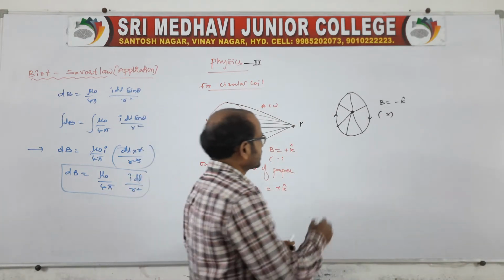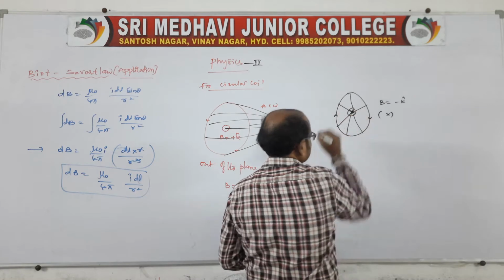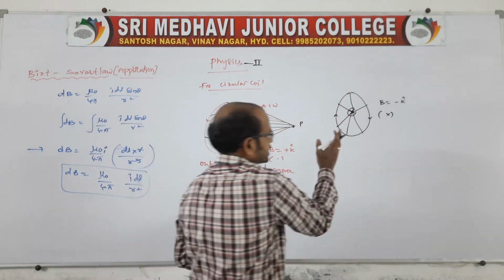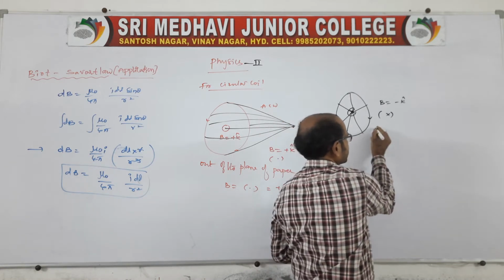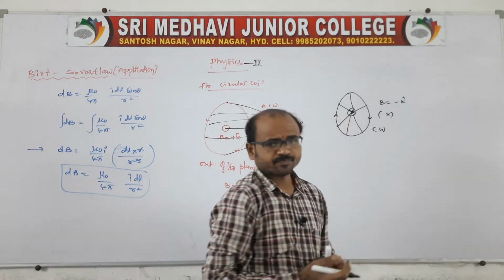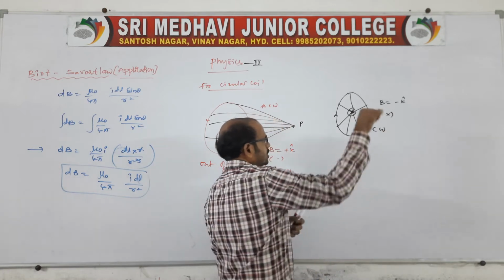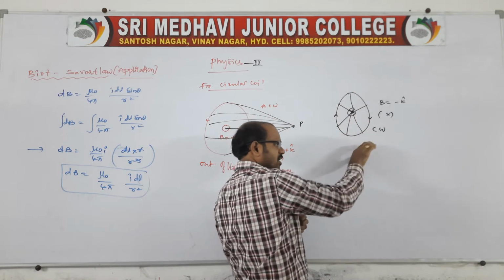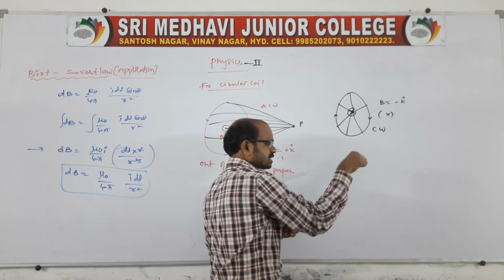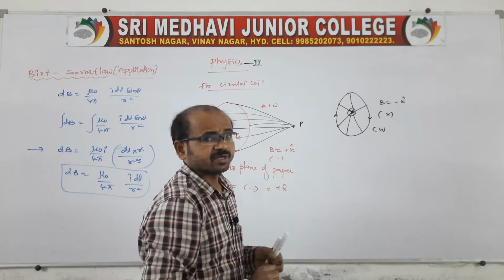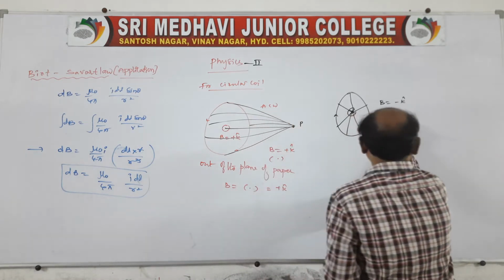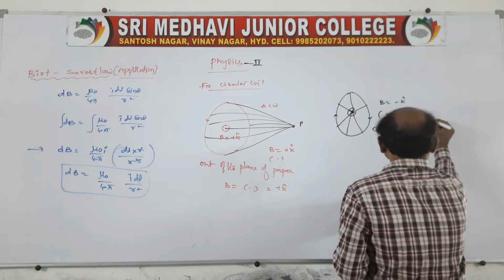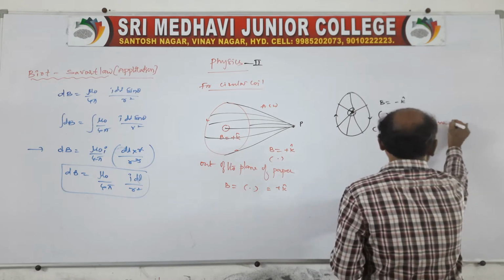The field indicated at the center is a cross field like this, and at this place it is a dot field. So we can say B is equal to minus k cap when the current direction is clockwise. You put the thumb onto the paper so that the direction of current is clockwise, which is into the plane of the paper. The magnetic field induction is into the plane of the paper.